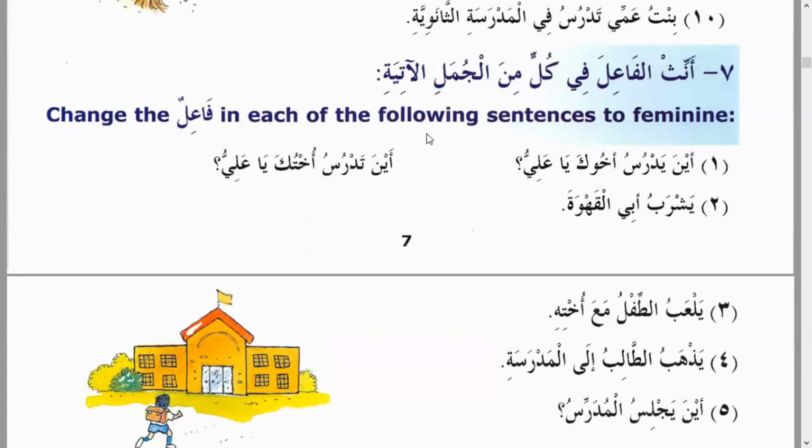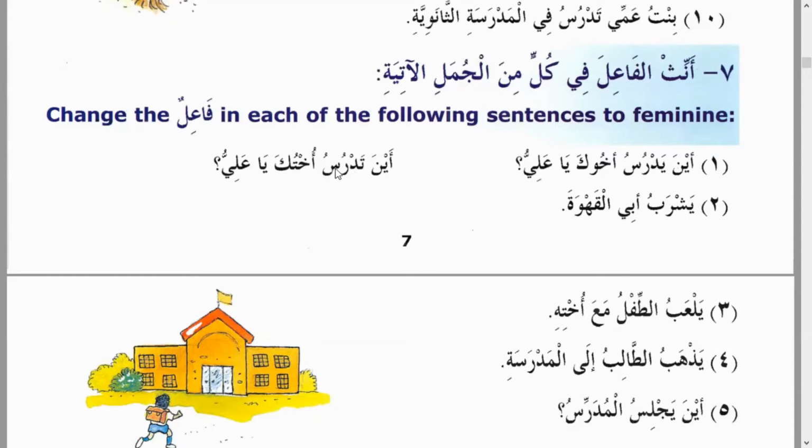I welcome you all to the class of دروس اللغة العربية, and inshallah we are still in lesson number 11, right? And this is all about fi'l Mudaari, and we were in the 7th exercise. So inshallah, let's continue from here. The 7th exercise is change the verb in each of the following sentences to feminine. Right, so we need to change these verbs into feminine, like أين يدرس أخوك يا علي? Where does your brother study, oh Ali?